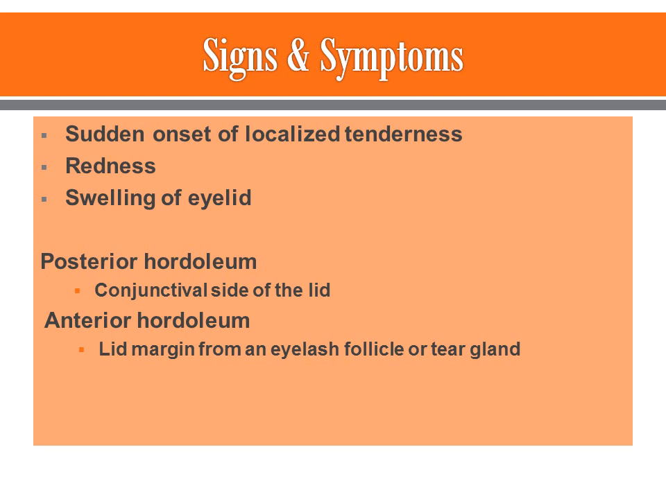But within 2 to 4 days, that lesion does rupture, and there will be pus that does come out of it, and that helps the pain to be relieved as well as resolving of the lesion. So if it is a posterior hordeolum, it will be on the conjunctival side of the lid, and if it's anterior, it will be on the lid margin, and it's usually from an eyelash follicle or a tear gland.